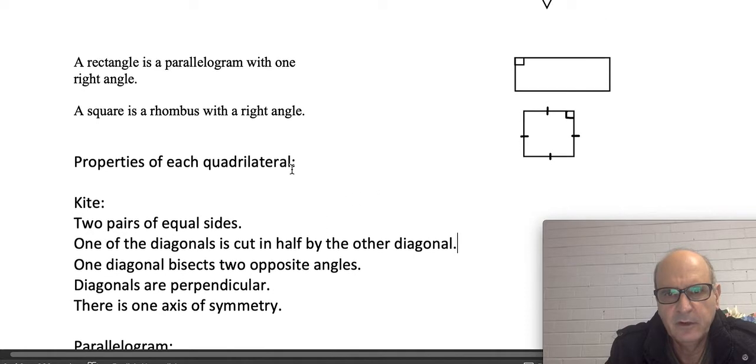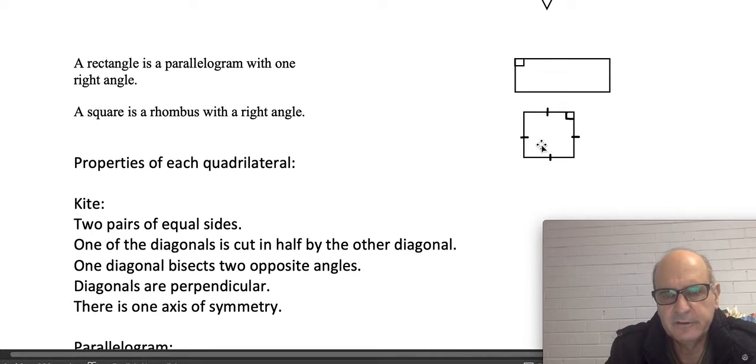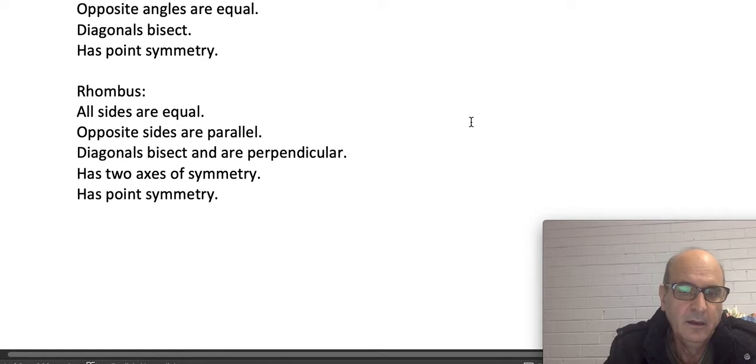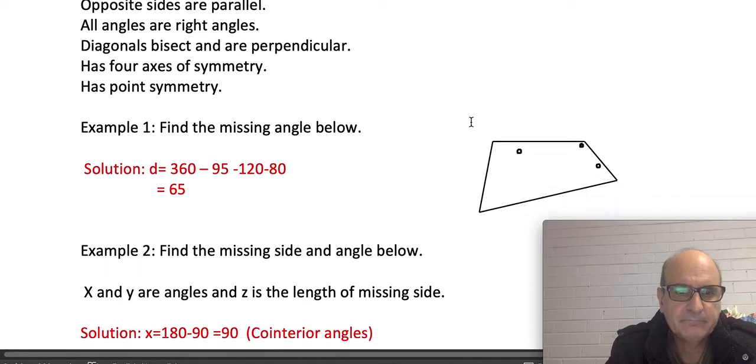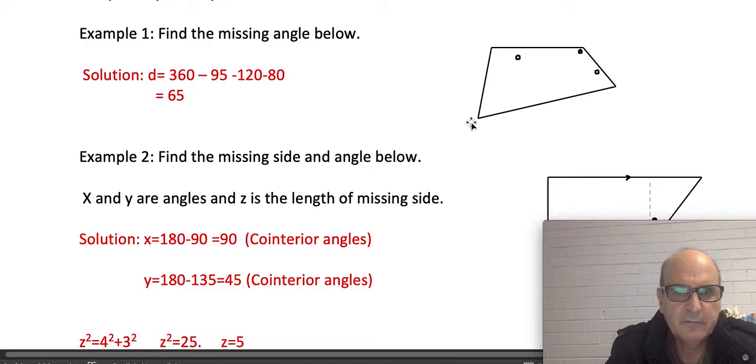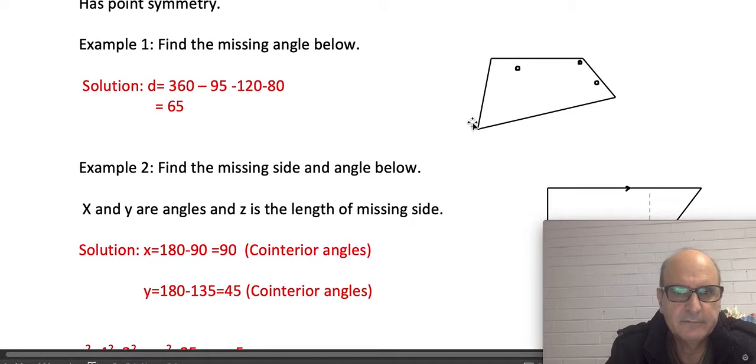So how many axes of symmetry does a square have? 4. That's 1, that's 2, that's 3, that's 4. So 2 of them are the diagonals. Let's look at some of the questions.